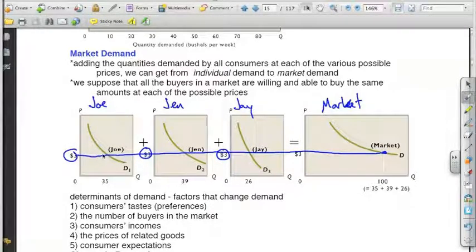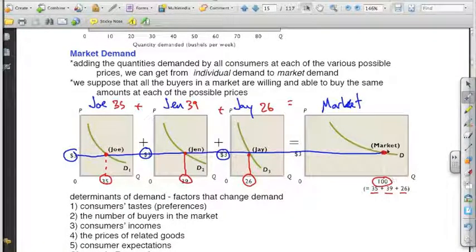And to find the quantity demanded, we just look at where that price intersects the demand curve. So Joe wants 35. Jen wants 39. And Jay wants 26. To find the amount of the market, you just add them all together. 35 plus 39 plus 26. And that gives us 100. So we know market demand will be 100.